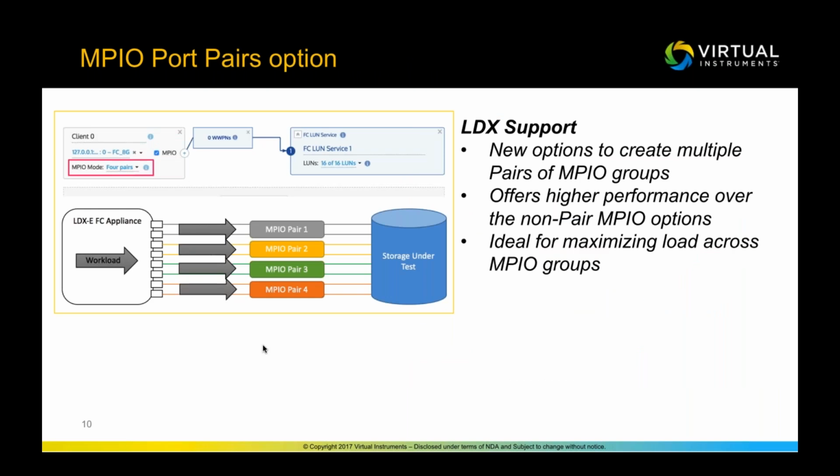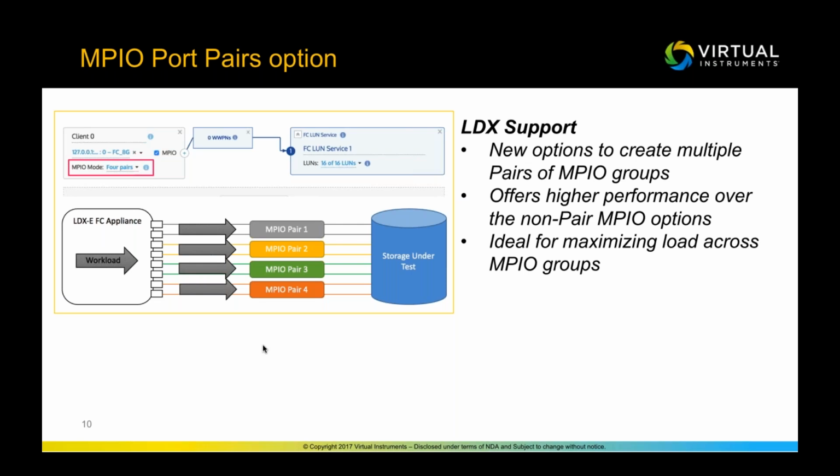All right, let's take a moment and move aside from the NAS features and talk about some of the fiber channel and other features that we added in 5.4 as well. If you're doing fiber channel testing, chances are you have enabled MPIO or have a desire to enable MPIO in some form or fashion. Before LDX-E 5.4, MPIO exists, and you basically have 4 options. You can do a single port MPIO, which means one load dynamics initiator can talk to multiple targets, and across multiple paths to the same target LUN.